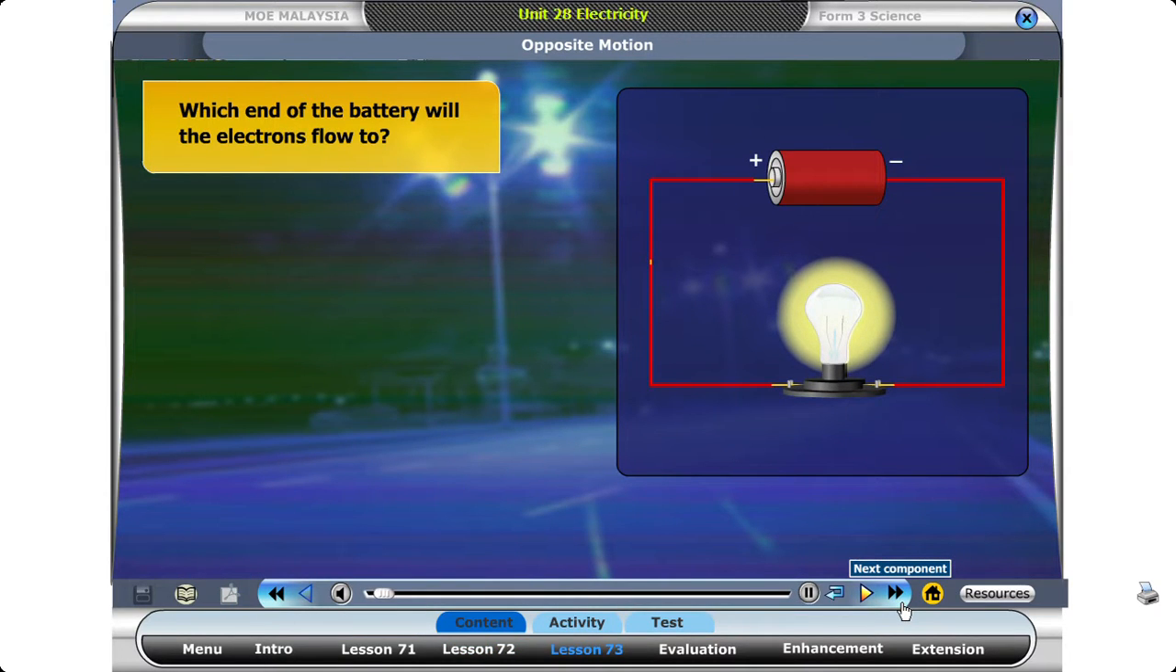Look at the simple circuit. Electricity is the flow of electrons. If it is flowing around the circuit, shouldn't it have a particular direction? Which end of the battery will the electrons flow to? Let's find out.